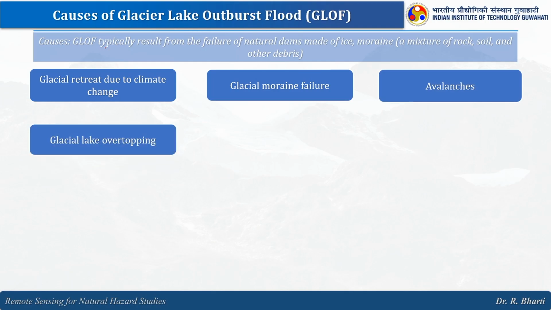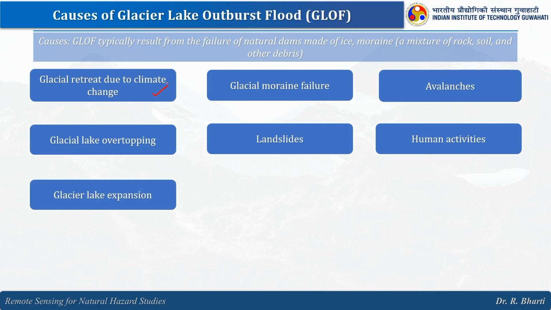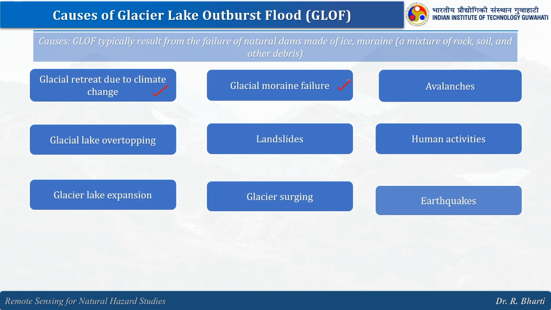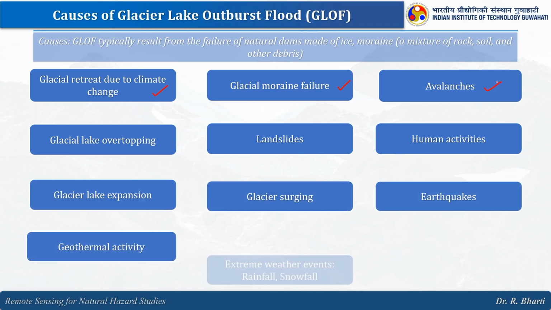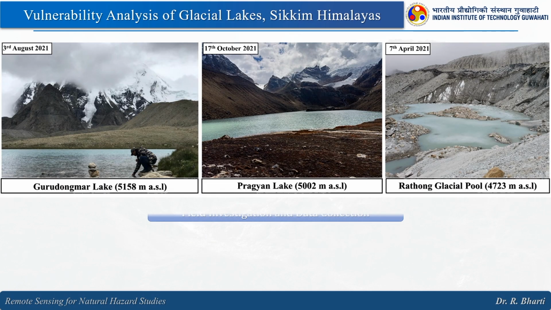So, what are the different causes of the glacial lake outburst flood? Here we have a list: glacier retreat due to climate change, glacier moraine failure, avalanche, glacial lake overtopping, landslides, human activities, glacial lake expansion, glacial surging, earthquakes, geothermal activities, extreme weather conditions, then glacial calving. So, these all can lead to glacial lake outburst floods.